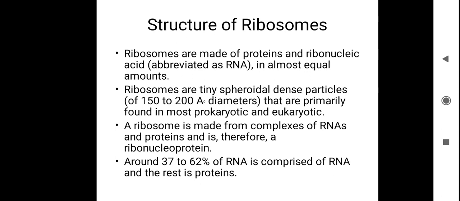These ribosomes are considered to be tiny spheroidal dense particles with a diameter of 150 to 200 angstrom. They are found within all prokaryotic and eukaryotic cells. A ribosome is made from a complex of ribonucleic acid and proteins, and therefore it is called a ribonucleoprotein, or simply a ribosome. Around 37 to 62% of the ribosome is RNA, and the remaining part is made up of protein.